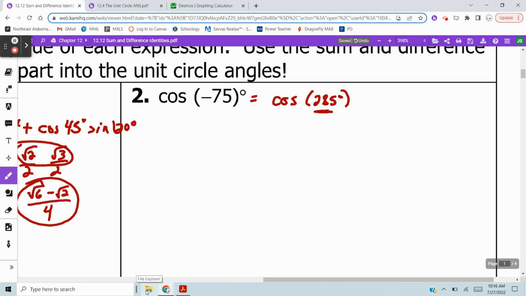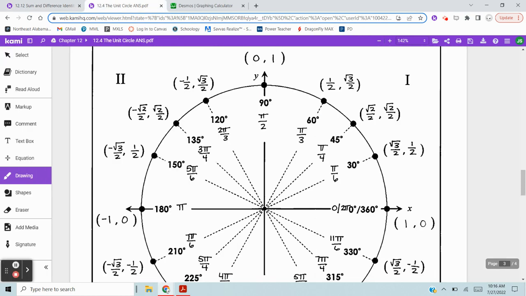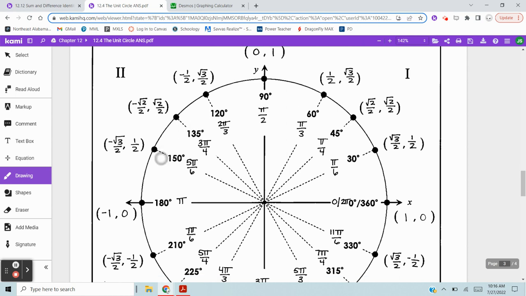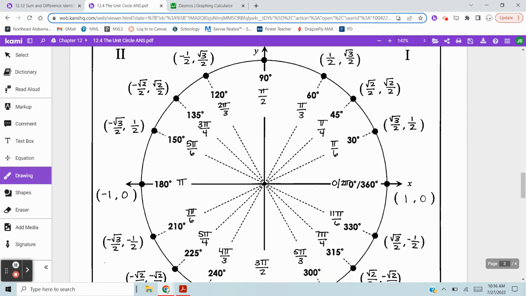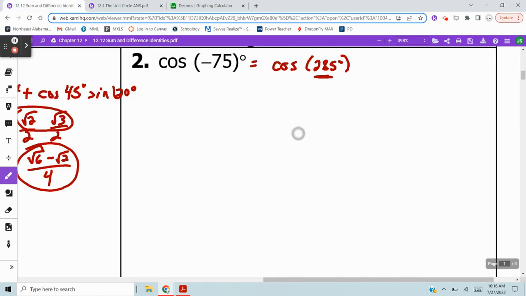So let's try to find two angles that add or subtract to give me 285. And there's my unit circle. And there are tons of options here, and I'm actually going to use maybe 225 and 60. We can use our angle sum. So 225 and 60, let me go back to it.